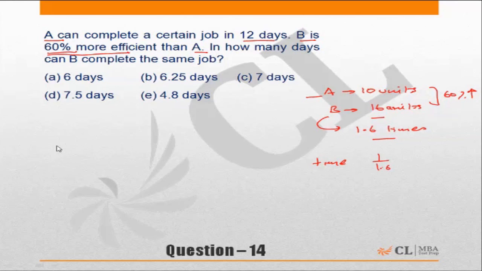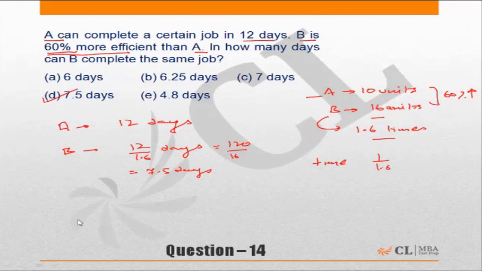So if A can do a piece of work in 12 days, B will do the same amount of work in 12 upon 1.6 days, which is 120 upon 16, which is equal to 7.5 days. So choice D becomes the correct answer.